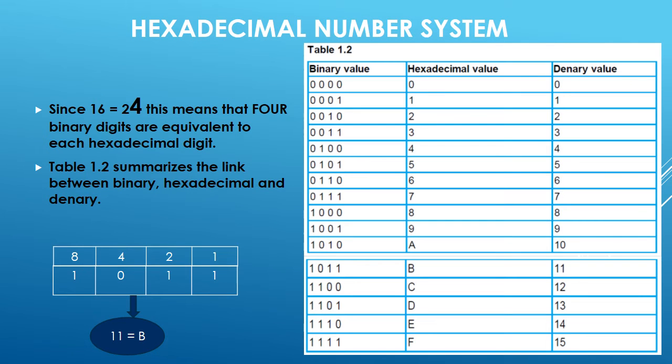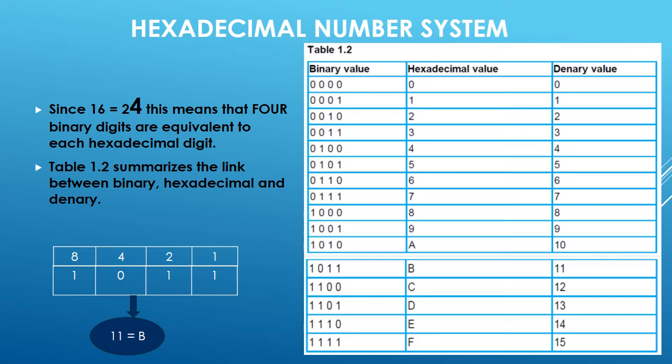Before starting the conversion from hexadecimal to binary and denary, we need to understand the relationship between hexadecimal, binary and denary. So a table is given here. This table is given in your book. Since 16 is equal to 2 raised to the power 4, this means that 4 binary digits are equivalent to each hexadecimal digit. So table 1.2 summarizes the link between binary, hexadecimal and denary. In the table, the very first column shows the binary values, the next column shows the equivalent hexadecimal values, and the next column shows the equivalent denary values.